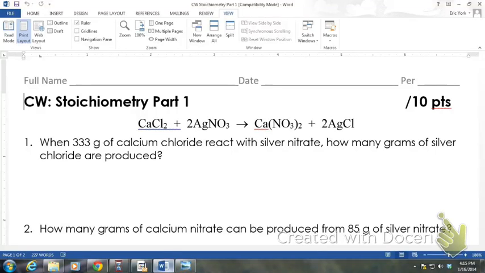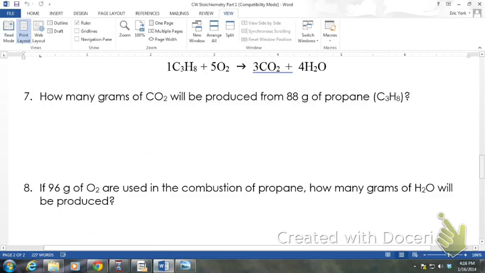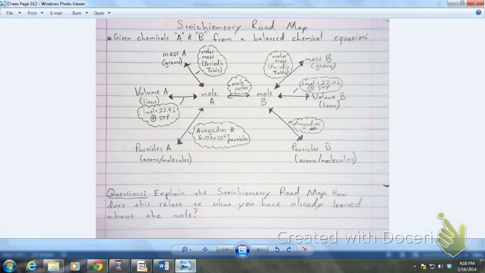Alright, for this video we're going to review stoichiometry. So go ahead and start by taking out your classwork, Stoichiometry Part 1, and turn to the back side. Also, go ahead and take a few seconds and get out your interactive notebooks. Turn to page 12 to your stoichiometry roadmap. It looks like this.